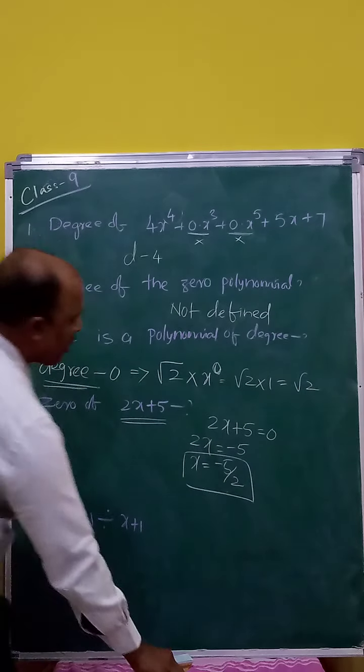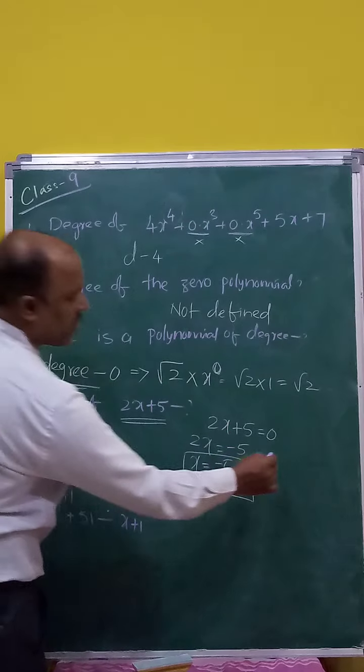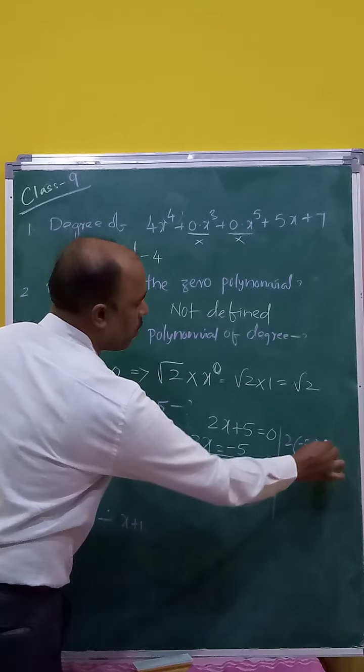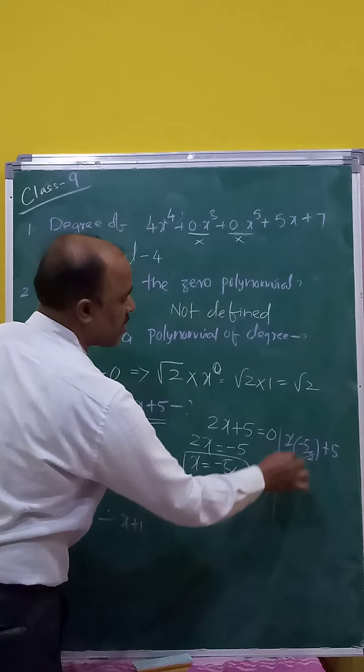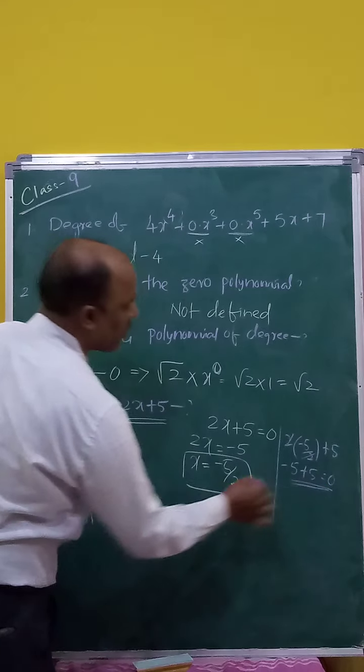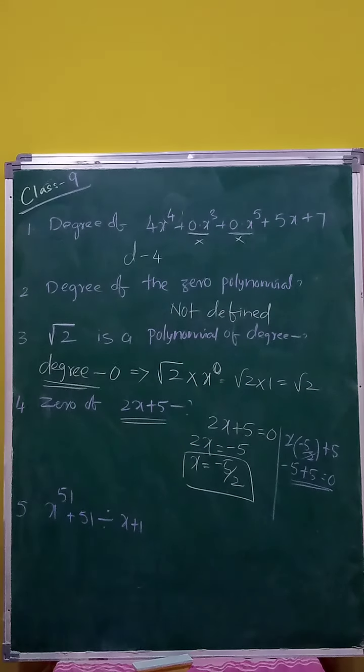So is it correct or not? Just verify by applying this x value. 2 into minus 5 by 2 plus 5. The 2 cancels, minus 5 plus 5. What is the answer? 0. That is the zero. Next, come to question number 5.